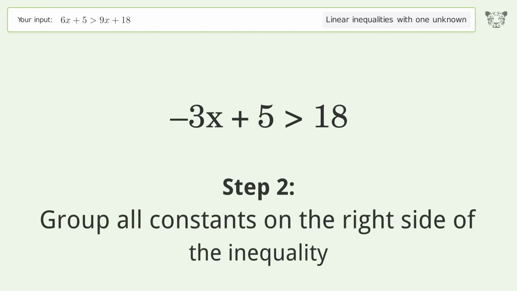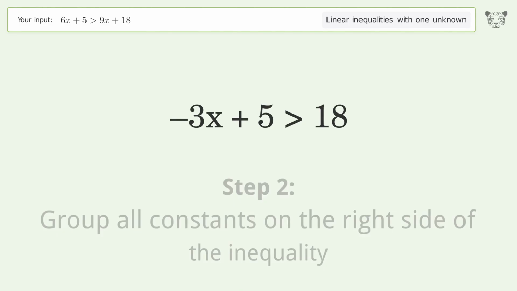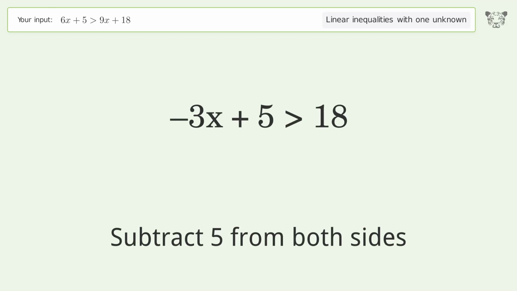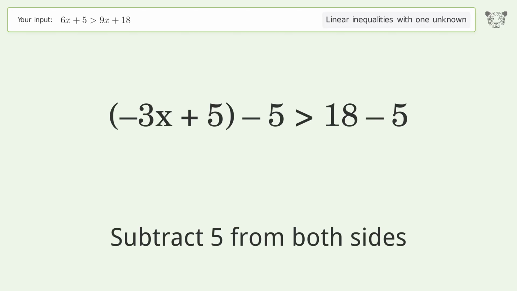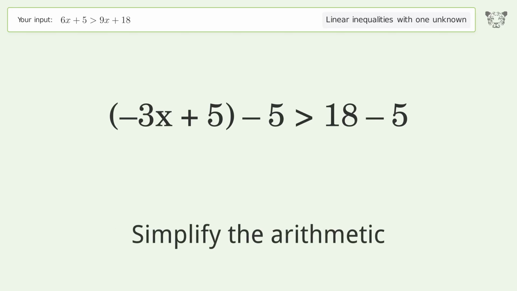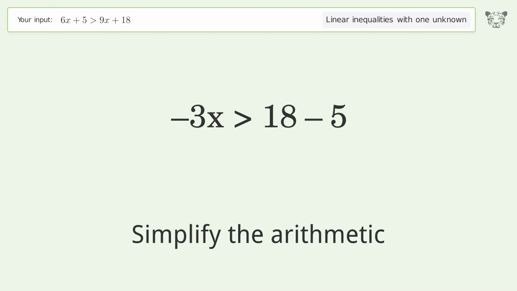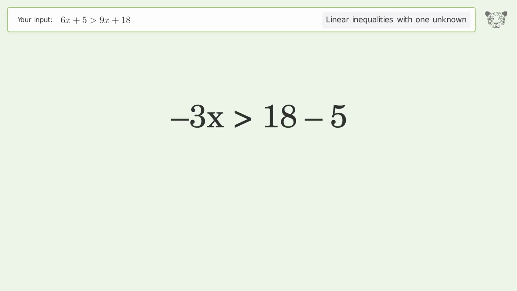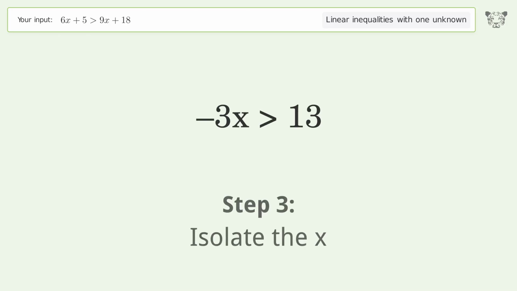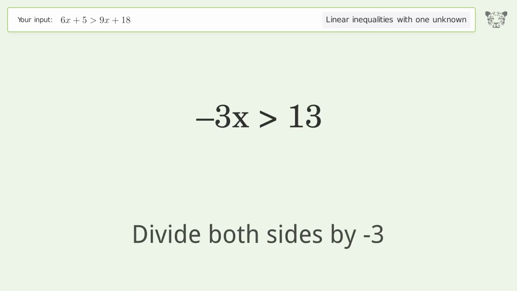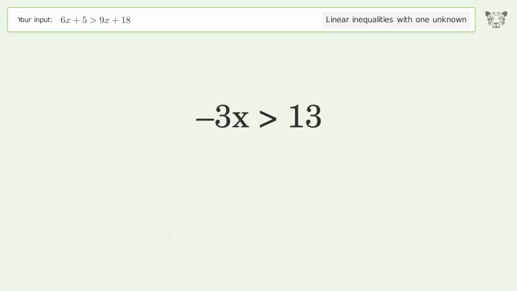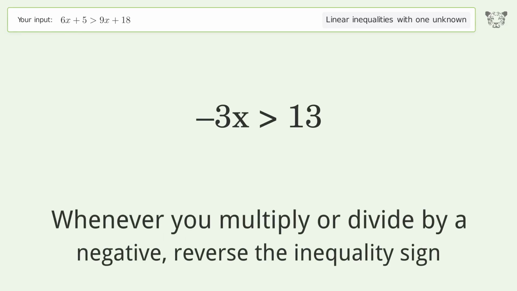Group all constants on the right side of the inequality. Subtract 5 from both sides. Simplify the arithmetic. Isolate the x. Divide both sides by -3. Whenever you multiply or divide by a negative, reverse the inequality sign.